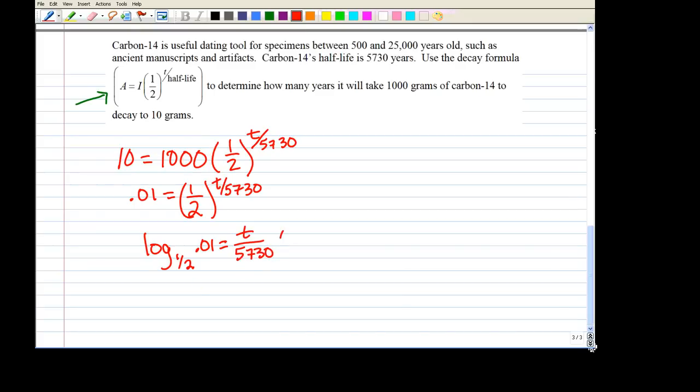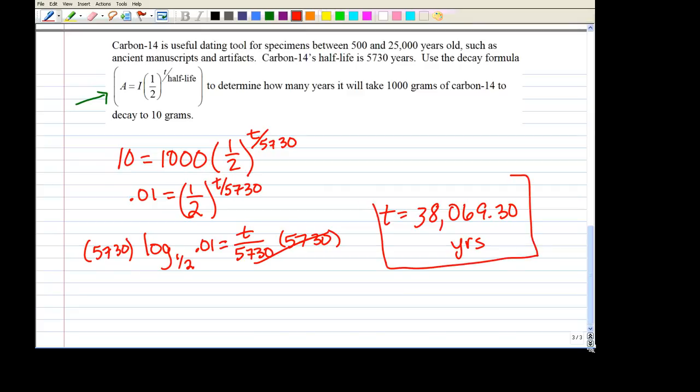To get t by itself, I'll multiply both sides by the 5,730. And I will get that t equals, you can plug this part into the calculator, 38,069.30 years. And that's how long it would take 1,000 grams of carbon-14 to decay to 10 grams.